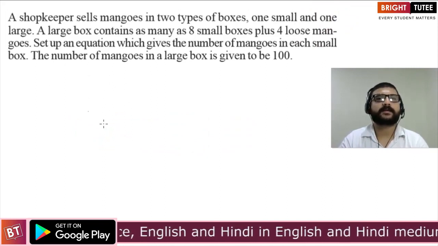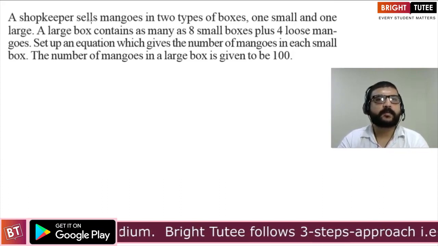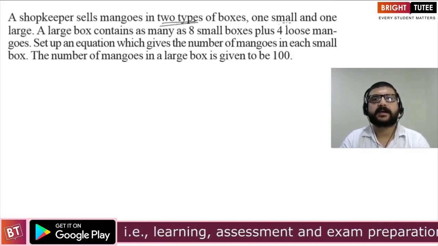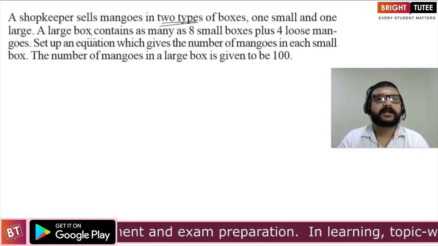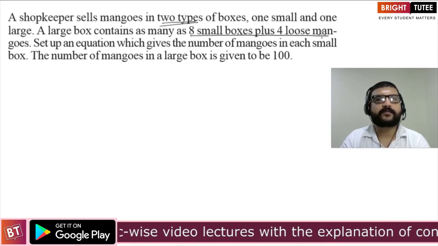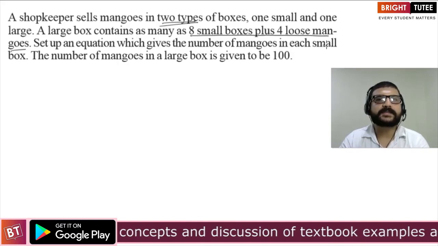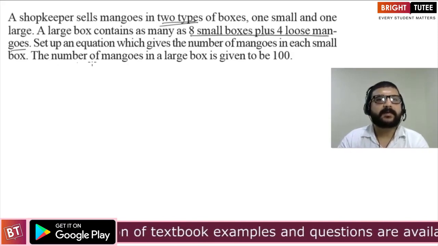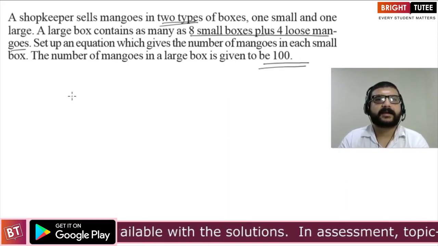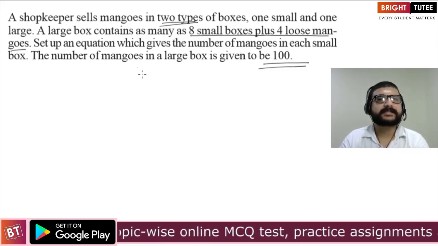Now let's try to understand it better. One more question here: a shopkeeper sells mangoes in 2 types of boxes, one small and one large. The large box contains as many as 8 small boxes plus 4 loose mangoes. Set up an equation which gives the number of mangoes in each small box. The number of mangoes in a large box is given to be 100.